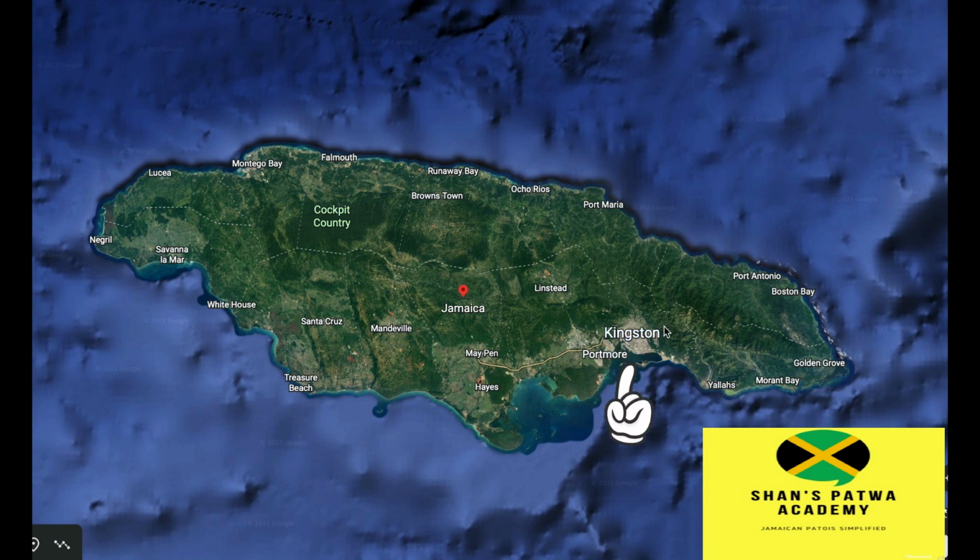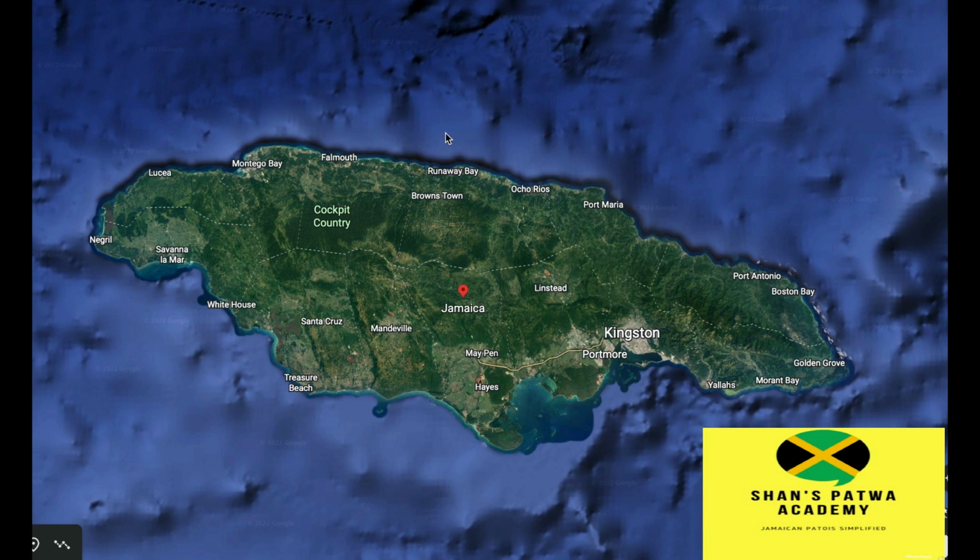So here we have Kingston. Do you see how small it is? Kingston is really small. It's probably the most populous area in Jamaica, but it's the smallest parish. And right beside Kingston, we have Portmore. That might also be a popular place. You've probably heard about Portmore in many songs.